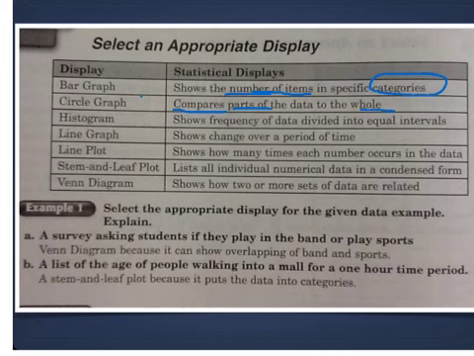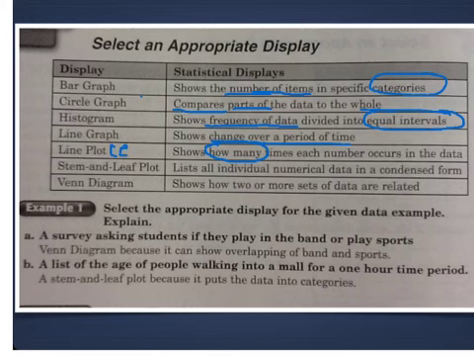A histogram is a special type of bar graph, and its horizontal axis is divided into equal intervals, so it's showing intervals. It could be broken into time or something like that. And it shows the frequency of data, so the frequency with specific intervals. Line graphs show change over time. Line plots show how many times each number occurs. And line plots are really good for showing your central data.